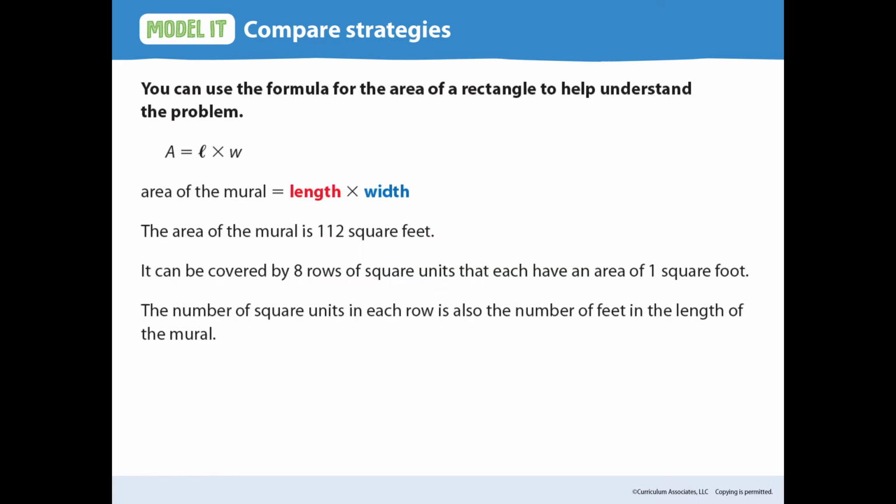Model it. You can use the formula for the area of a rectangle to help understand the problem. Area equals length times width. The area of the mural is 112 square feet. It can be covered by 8 rows of square units that each have an area of 1 square foot. The number of square units in each row is also the number of feet in the length of the mural.